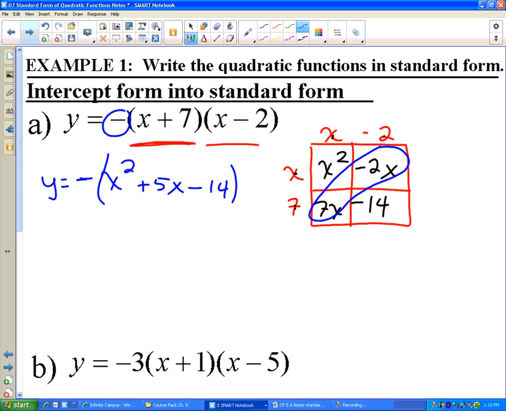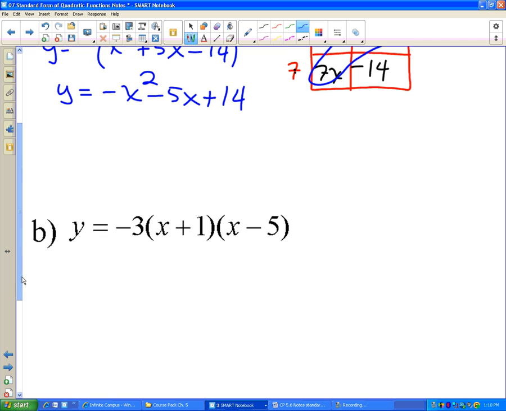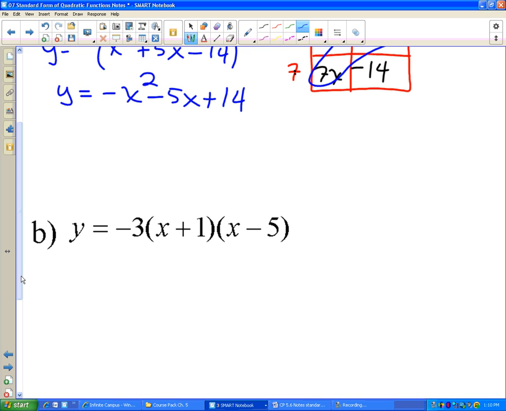So my equation turns out to be y is equal to negative x squared minus 5x plus 14. That's how I can use this if I want to do the box method. Now, a lot of people have learned FOIL. So to go from intercept form to standard form, I can FOIL.